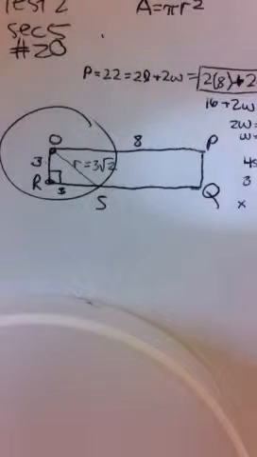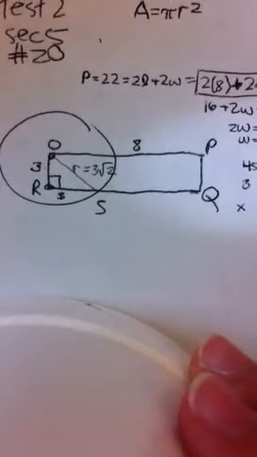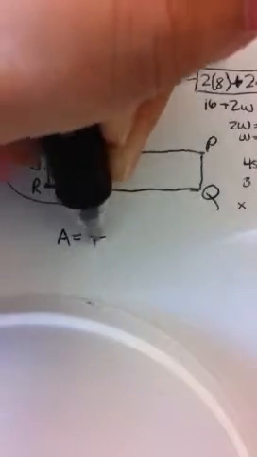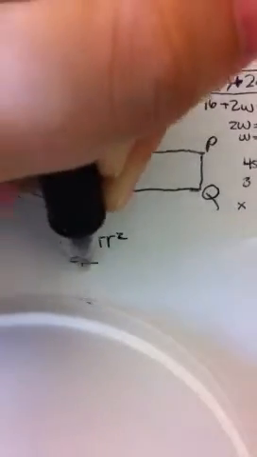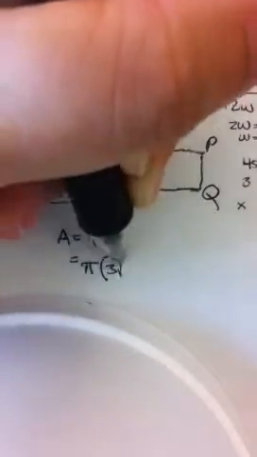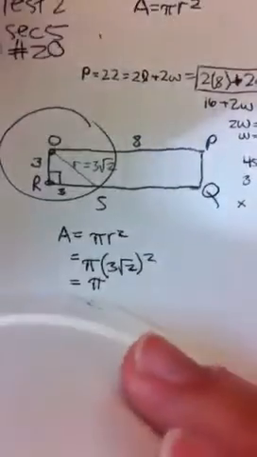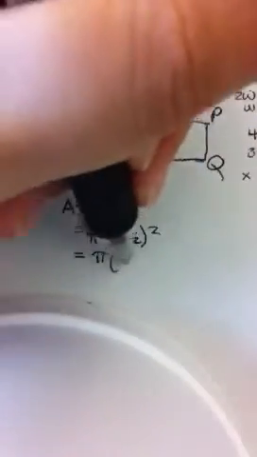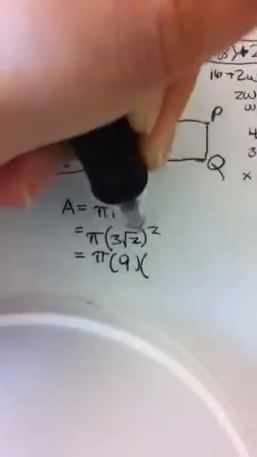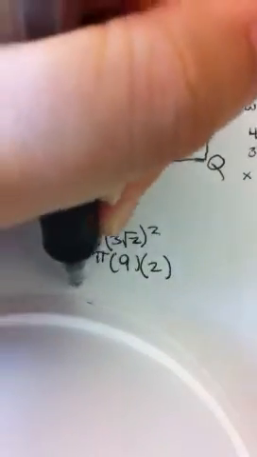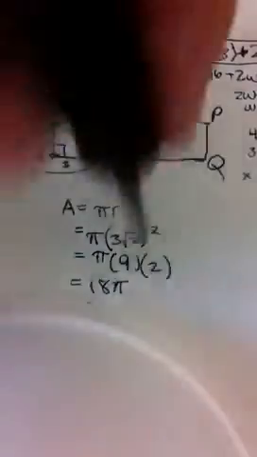But they want the area of the circle. Now we can plug this radius value back into the area formula to get A equals pi r squared equals pi times 3 square root of 2 squared equals pi times 9 times square root of 2 squared is 2, which would equal 18 pi, which would be B.